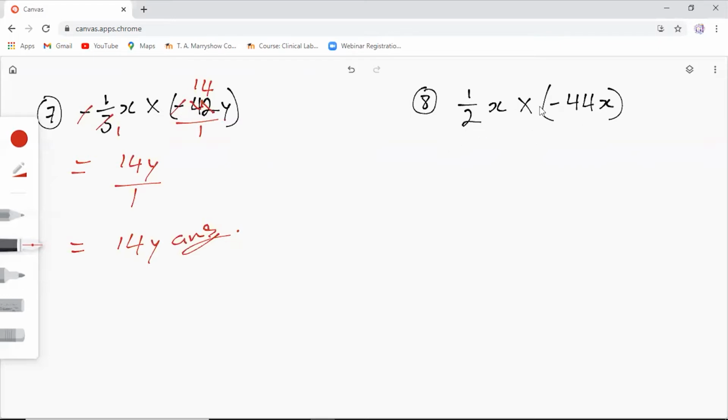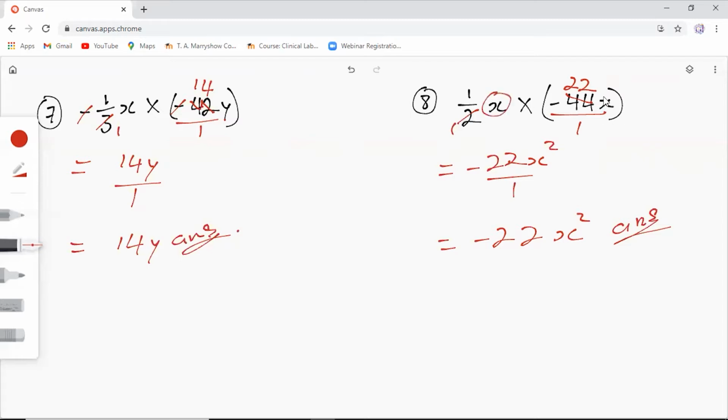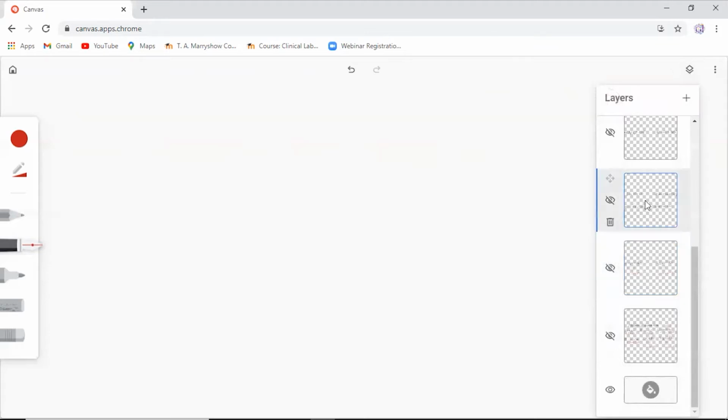Half x multiplied by negative 44x. Okay, this over 1. 2 into 2, 1. 2 into 44 is 22. Okay, 2 into 4, 2. So 1 times negative 22x is negative 22x over 1. So our answer is negative 22x. But not just x, but x squared, because x times x is x squared. So negative 22x squared. That's our answer. Okay, because we have to multiply this x by that x to get x squared. Good? Let us move on.